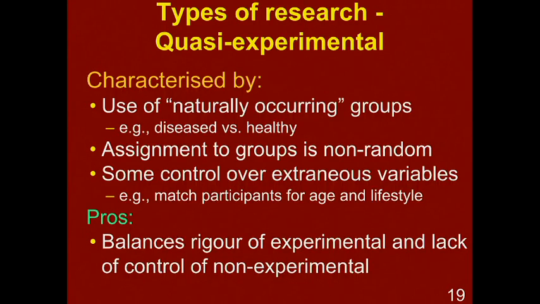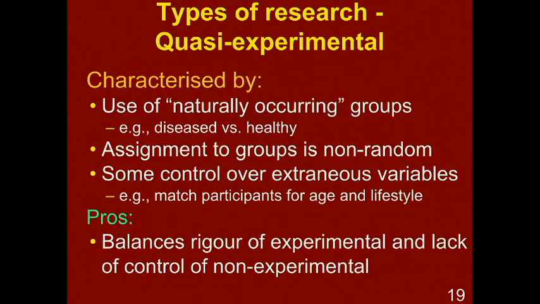We might be able to get some control over extraneous or other variables, so we might match on certain variables like age. If I've got a 25-year-old who rides a motorbike and has got a head injury, I go and find another 25-year-old who rides a motorbike without a head injury. That's matching. You match on key characteristics. So to some extent, you can minimise the differences between those groups.